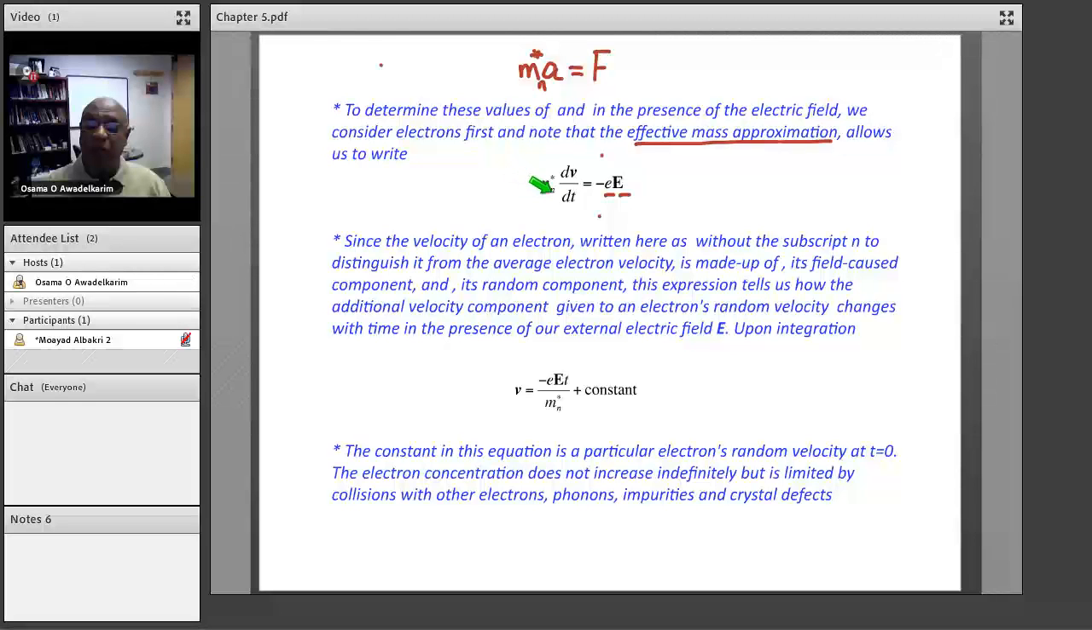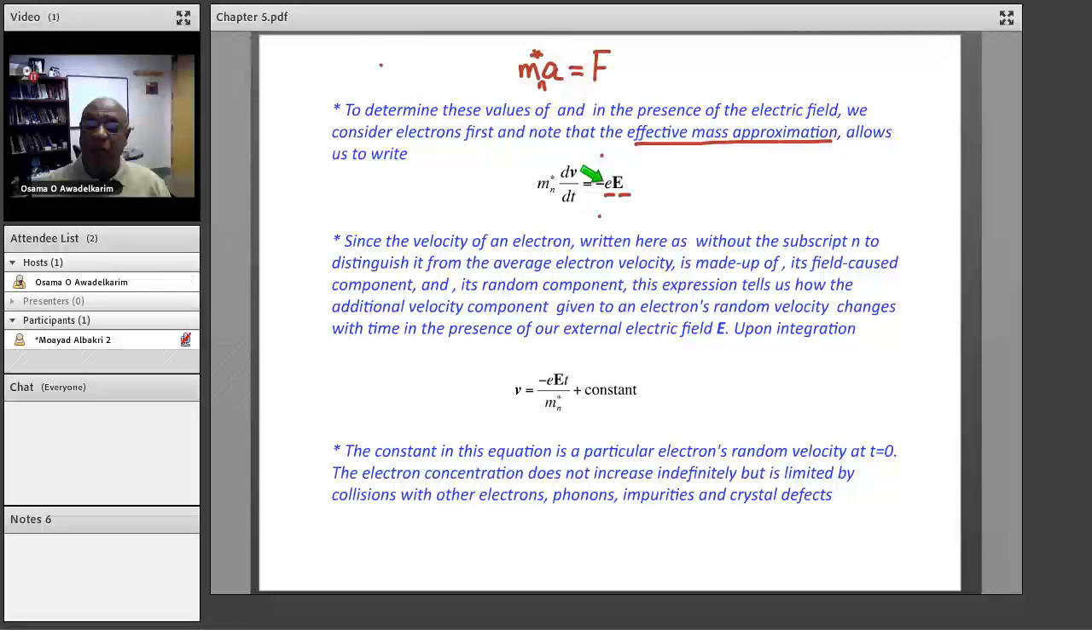So we have m star n with subscript n for electron, equal to minus q, the charge of the electron, times E, and dv by dt is the acceleration. Remember, we're talking about a constant electric field E, which is an external electric field. And we're still using an approximation which comes from quantum mechanics, the effective mass approximation, that makes life easy for us. So this is a very simple equation to solve. If we want v, we just integrate the left-hand side with respect to time, and we will get an expression for v.